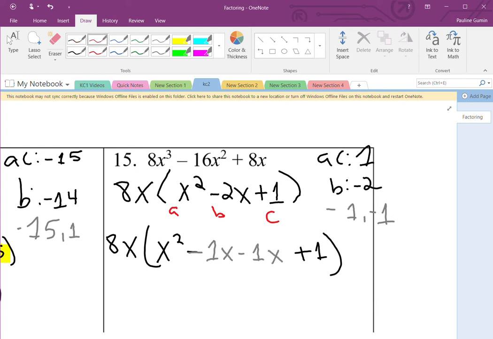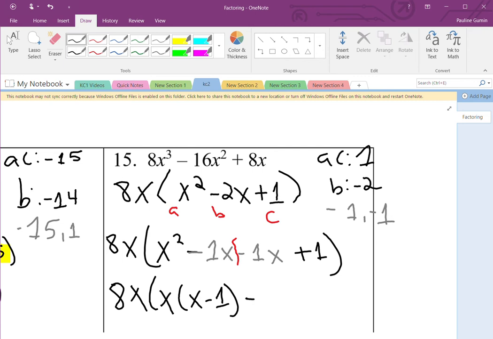Squiggly line, let's group. All right, this pair, x squared minus 1x, I can factor out an x, and I'm left with x minus 1. Now see how that right-hand pair starts with a negative? That means I start with a negative. That's just always how it's going to be.